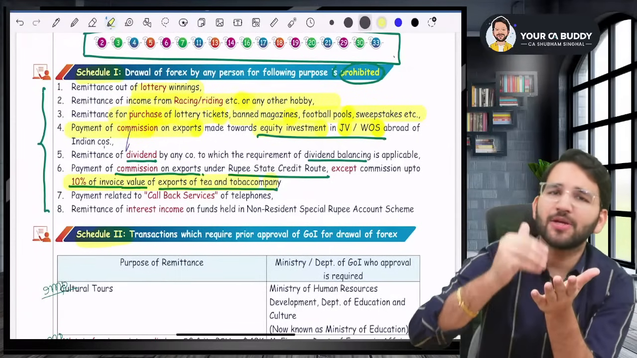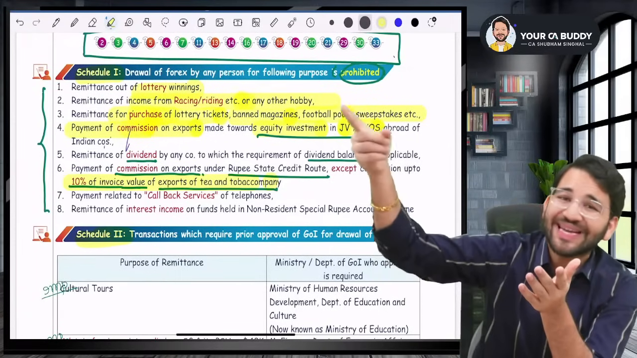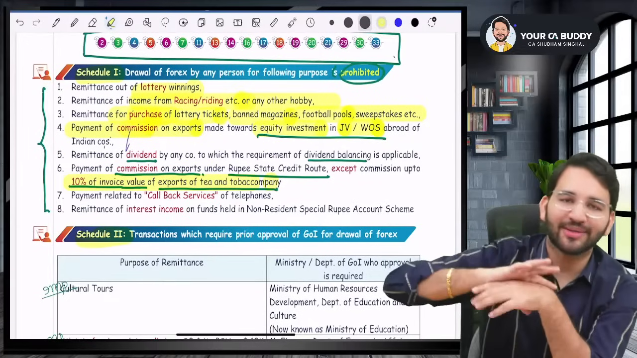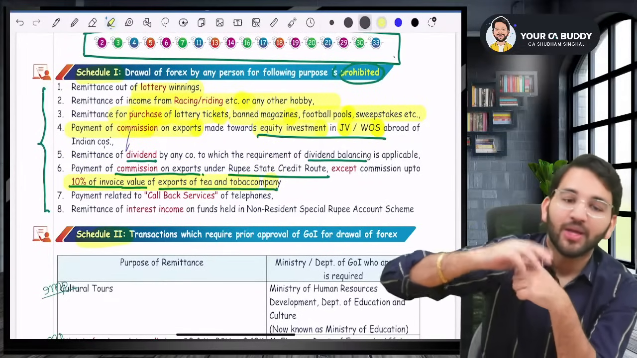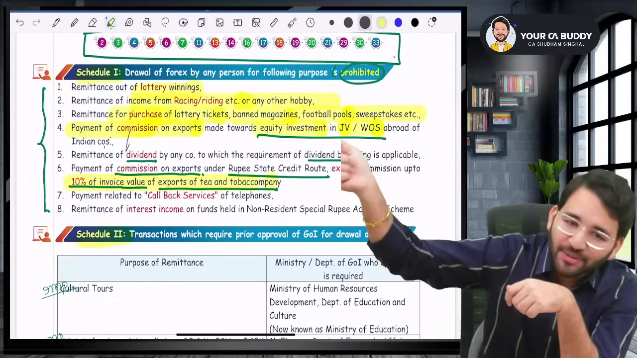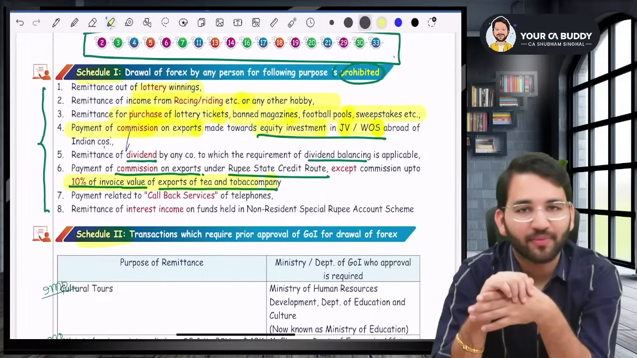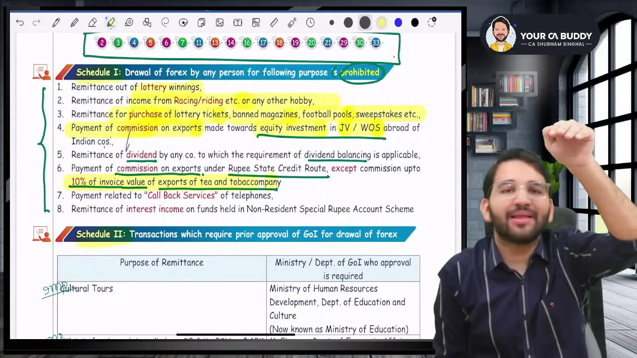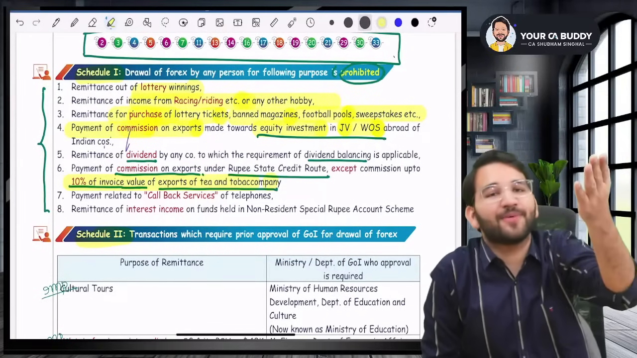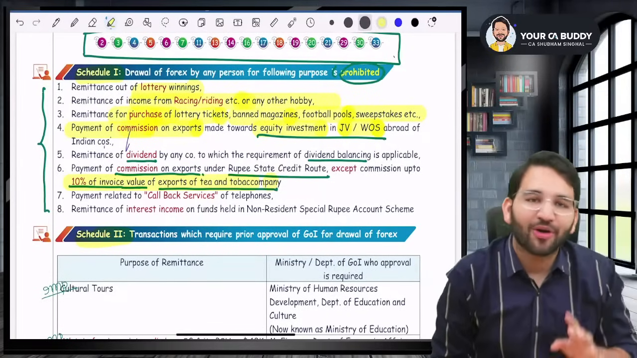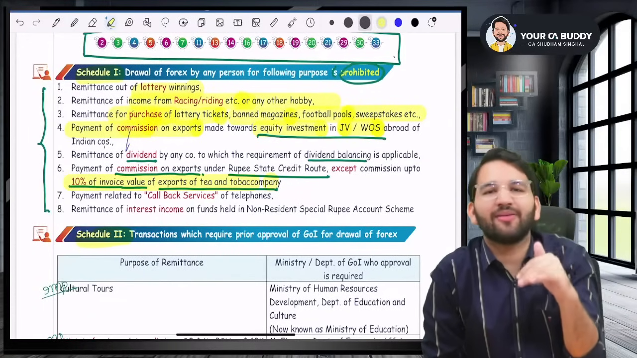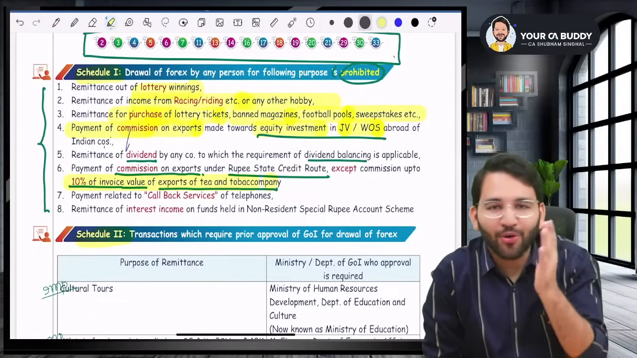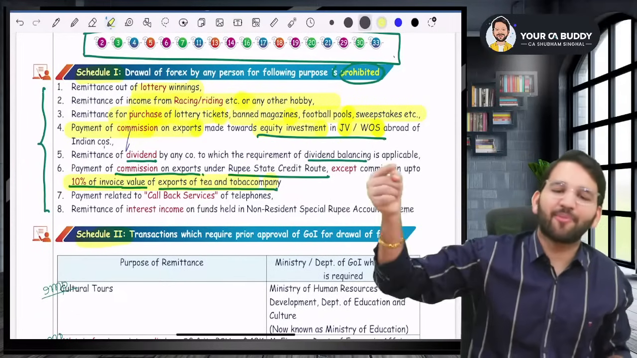You cannot pay commission on export towards equity investment in joint venture or wholly owned subsidiary. Number two, you cannot pay commission on export under rupee state credit route. But there is one exception. If you're exporting under rupee state credit route, then you can pay commission of up to 10% on export of tea and tobacco. Tea and tobacco in Hindi we call it chai sutta. In that you can pay commission of up to 10%.